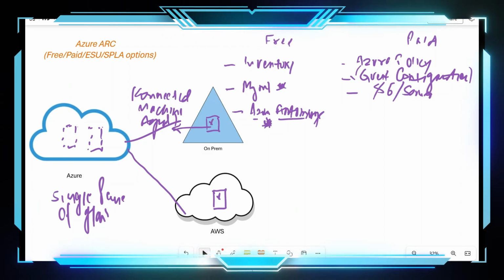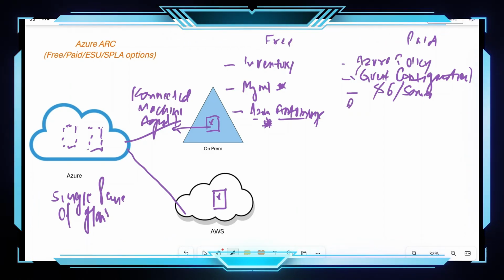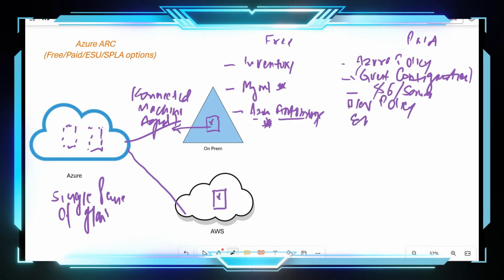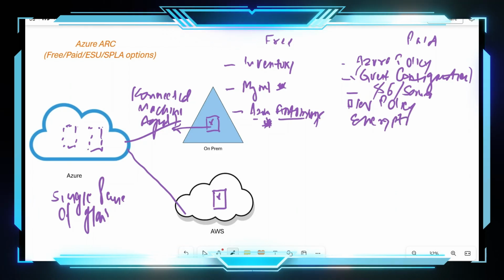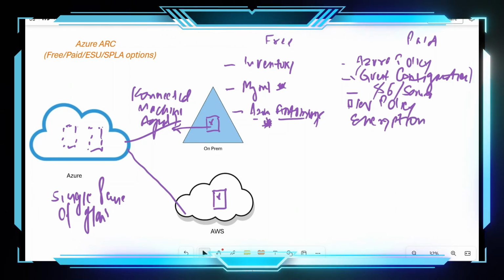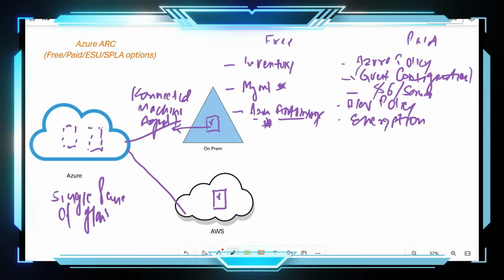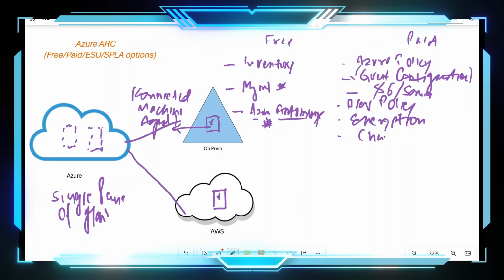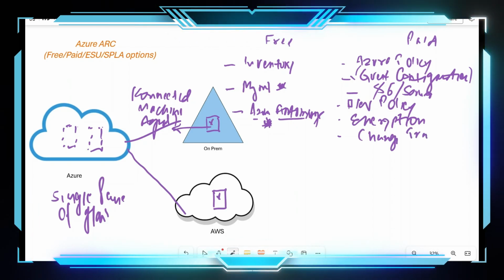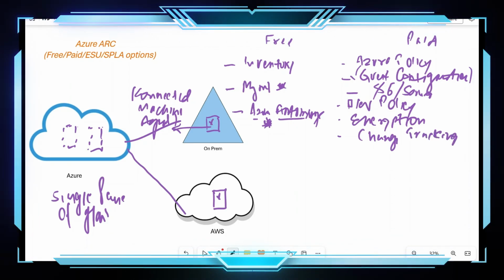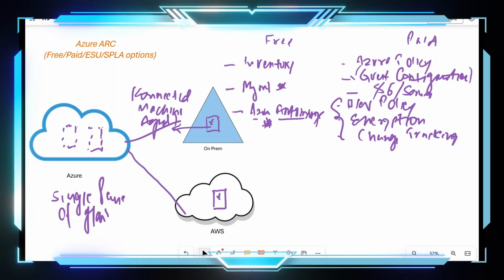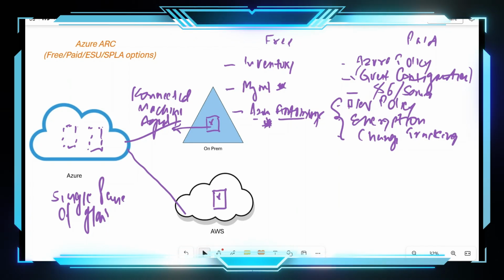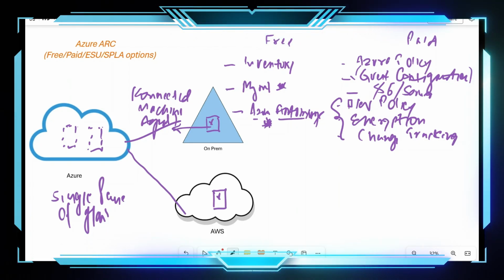some examples I can give you of the guest configuration can be password policy, encryption, maybe the change tracking on the operating system or registry changes. There is a complete list. So if you go and enable Azure policy guest configuration, the cost is going to be per server, and it's going to be $6 per server per month.